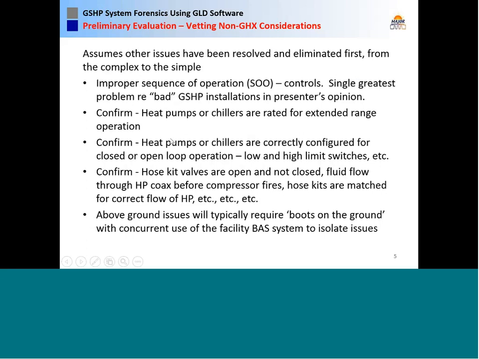I'd say probably the biggest problem we see on a lot of bad problematic systems is improper sequence of operation of the controls. Give you an example, we see a lot of outside air issues where the energy recovery ventilation unit is in economizer mode 24/7 regardless of the outside air temperature. So that obviously puts a load on the ground loop that was never intended. So it's a lot of little things that you have to identify before you get to the ground loop a lot of times.